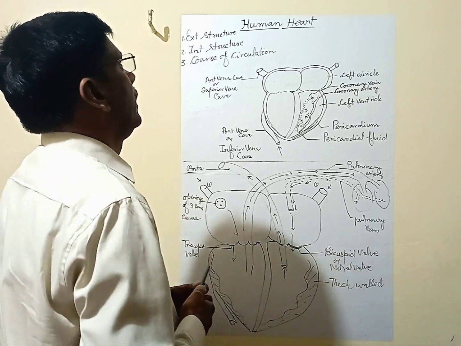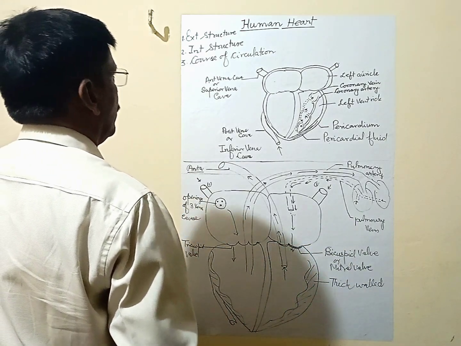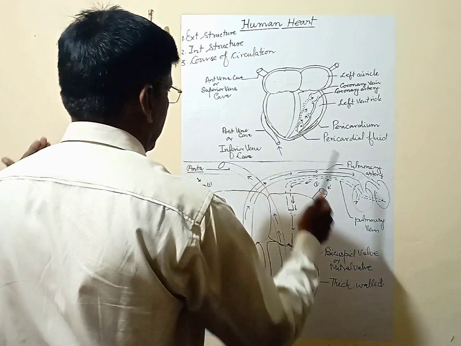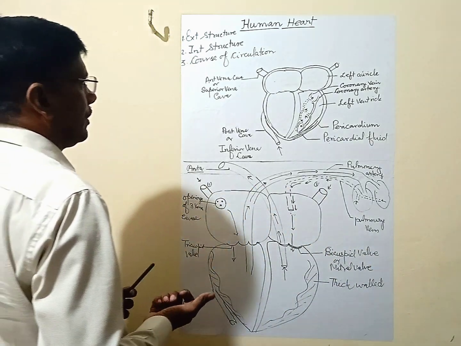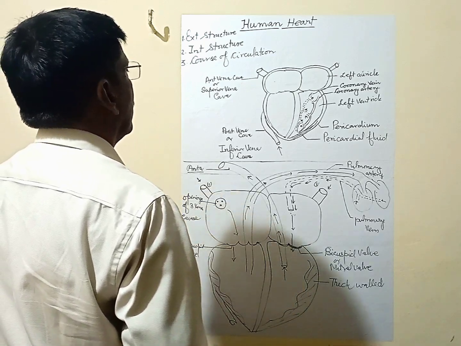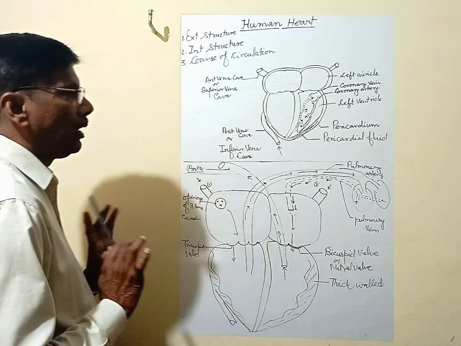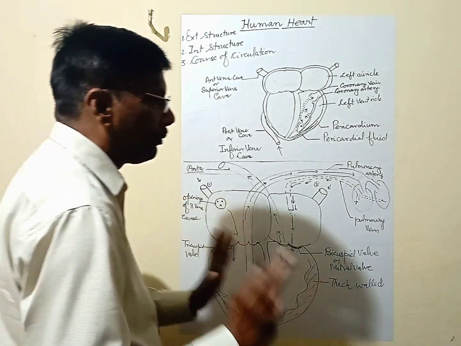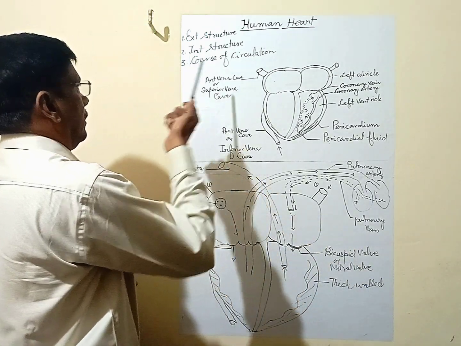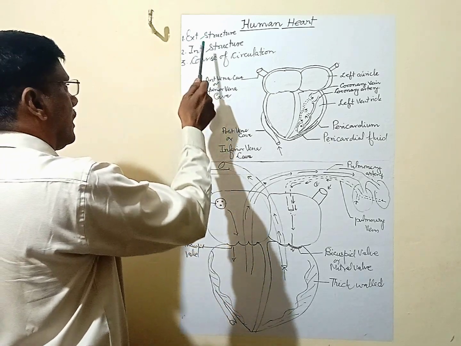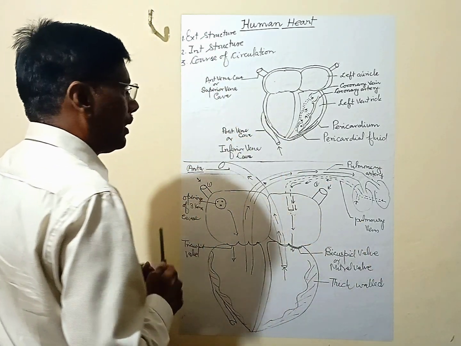This is the human heart and its working mechanism. First of all, we understand a little bit about the external structure of the heart. What is the function of the heart? The heart pumps the blood to every corner of the body. Today we will study the external structure, internal structure, and the course of circulation.